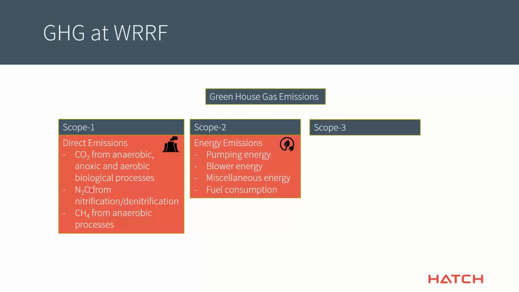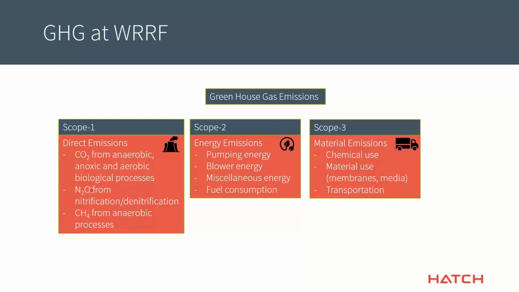In the second scope, we are looking at the pumping energy, the blower energy, the miscellaneous energy, and the fuel consumption. So these are some of the energy consumptions that take place at the wastewater treatment plant, and these are quantified and then converted into equivalent carbon dioxide emissions. The third part is the material emissions, where we use the chemical use, for example, or the material use, and the transportation. We have implemented this for some of the unit processes in GPSX, and they are typically a smaller part of the scope 1 and scope 2 emissions, but they can also be quantified in GPSX.